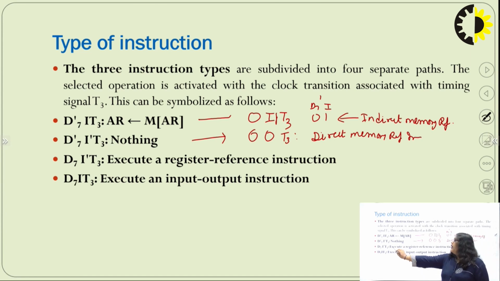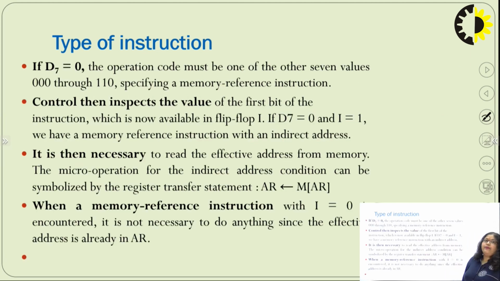Now D7 is high and the ith bit is either 0 or 1. When the ith bit is 0, it is register reference. When the ith bit is 1, it is the input output reference. So this is the type of instruction in the symbolized form. Now we have to move to the next slide. This is the complete description of that.